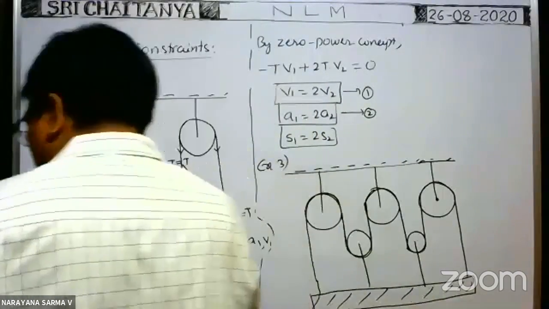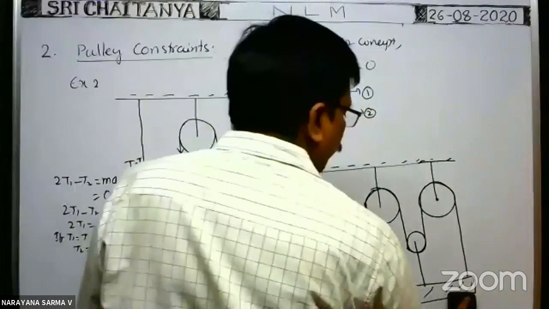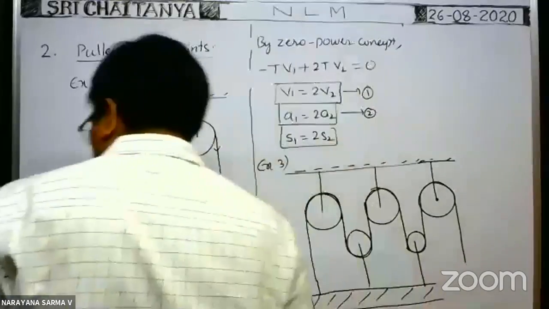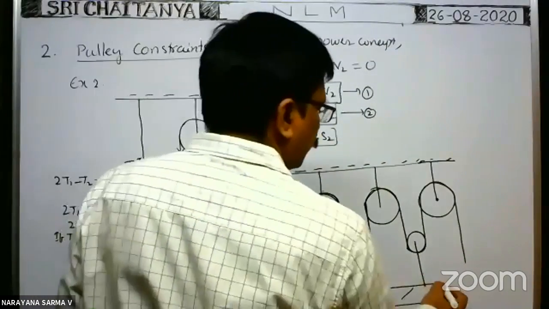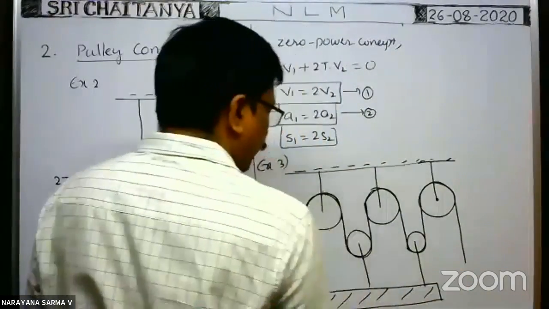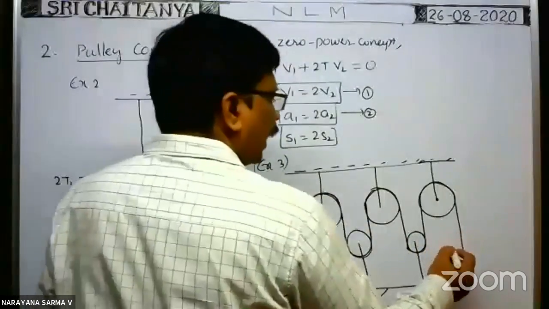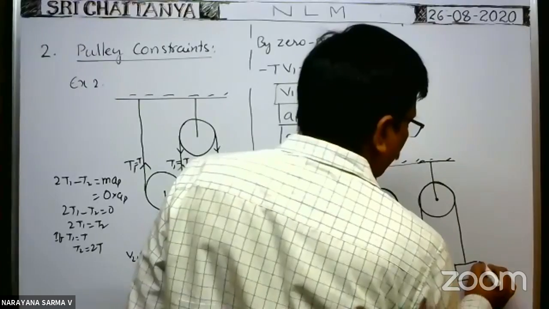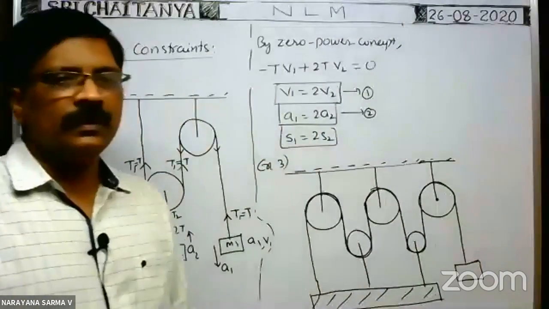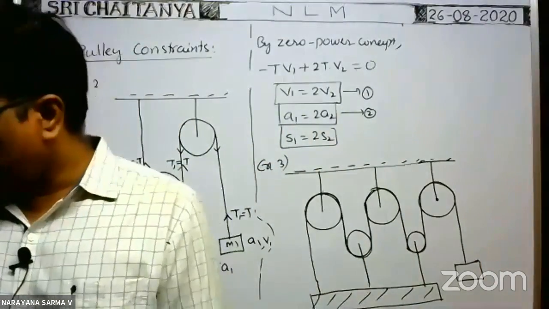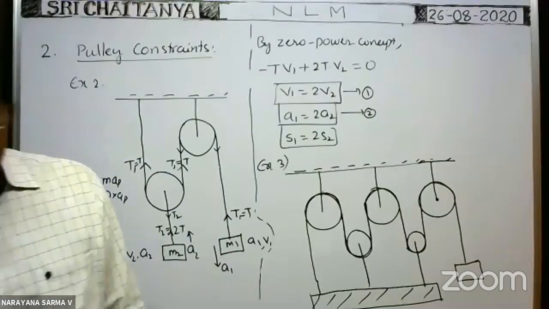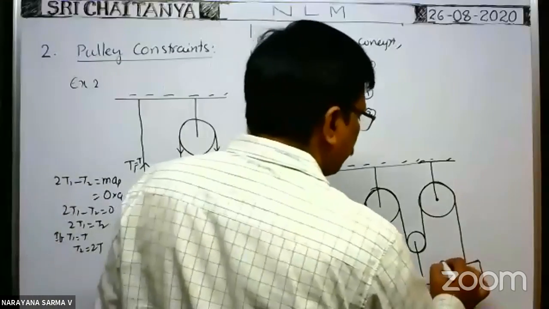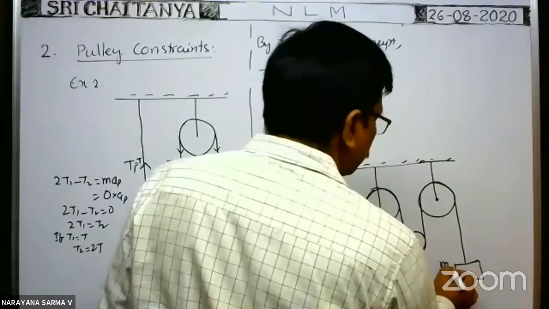Here this plank is connected to this one. Here one block is fixed at this end. This is the block. In this way, a plank and a block both are fixed. Mass of the plank is say M1. Mass of the block is say M2.